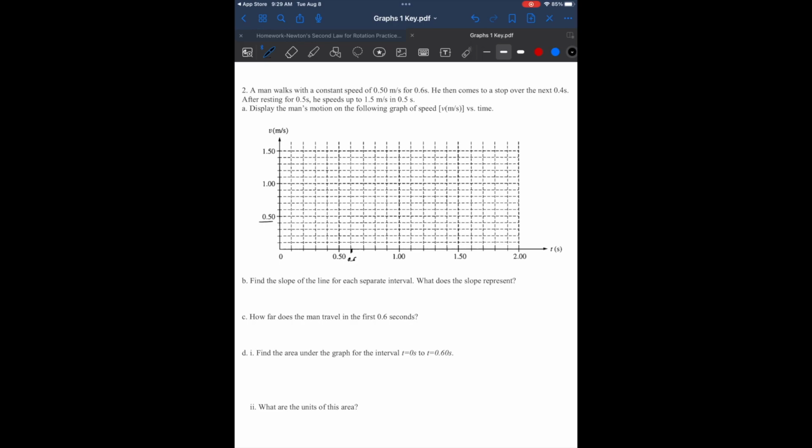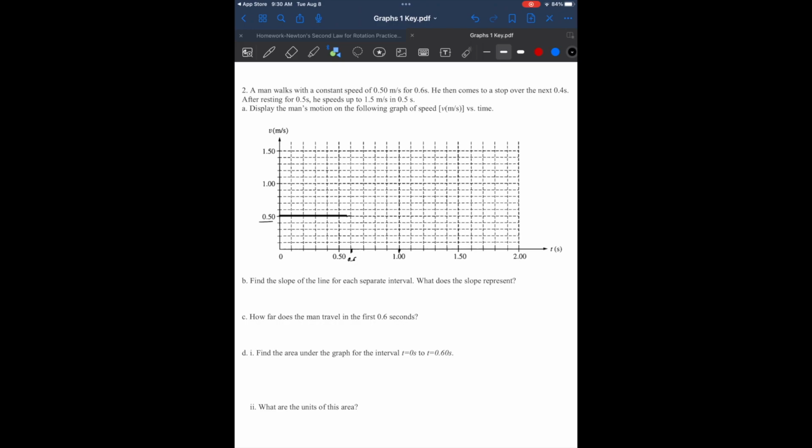All right, let's go to the back page now. Now we have a velocity versus time graph. It's not a displacement graph, it's a velocity versus time graph. They're telling us that they maintain the same velocity for 0.6 seconds. So we're going to just say the velocity was 0.5 for 0.6 seconds. And then it took 0.4 seconds to slow down to a stop.